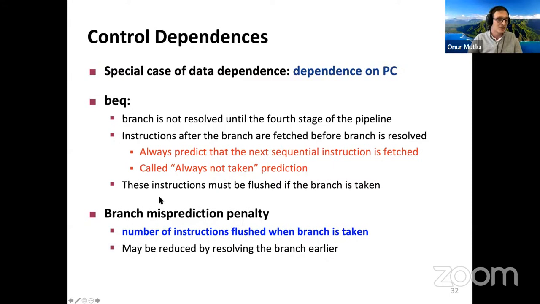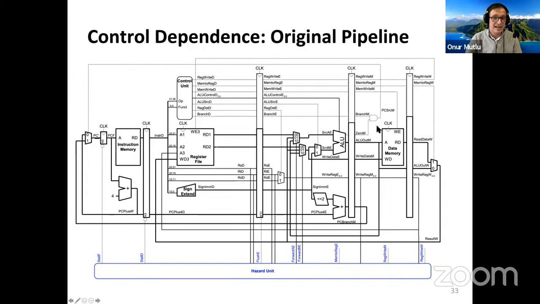So branch misprediction penalty refers to the number of instructions that are flushed when the branch is taken, meaning the branch is mispredicted in this case. So this may be reduced by resolving the branch earlier also. We're going to talk about that right now, actually. So basically, if you look at the original pipeline, the branch is resolved over here. This is cycle 4. You fetch, you decode, access the register file, you execute in the ALU, and then you resolve the branch over here. So resolution happens over here. It's one way of implementing it. You could also resolve it potentially over here, but then you could lengthen your critical path, et cetera.